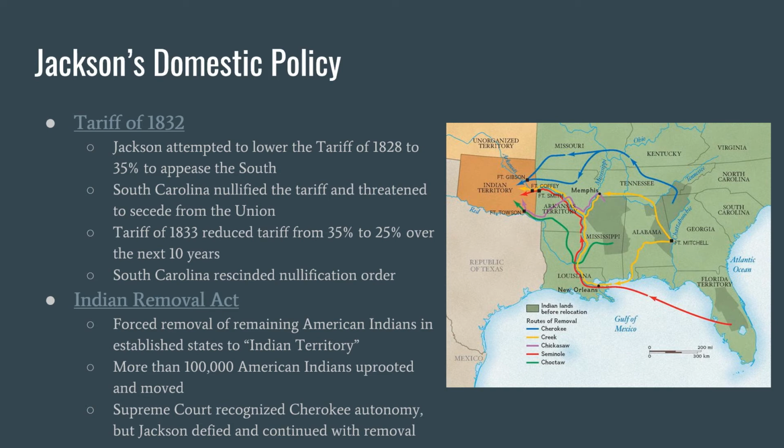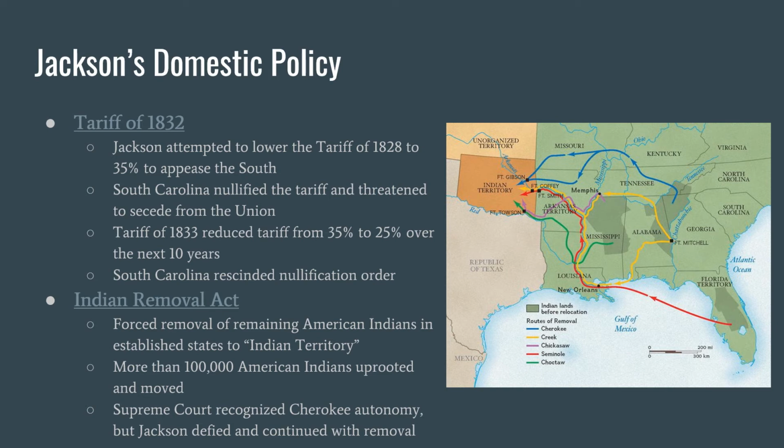And we start to see Andrew Jackson come to get in his head that these groups of people cannot be assimilated into American culture, and thus they need to be removed from what is the United States. And so he passes the Indian Removal Act, and this is forced removal of remaining American Indians in established states to what is known as Indian Territory. We can think of it as modern-day Oklahoma.